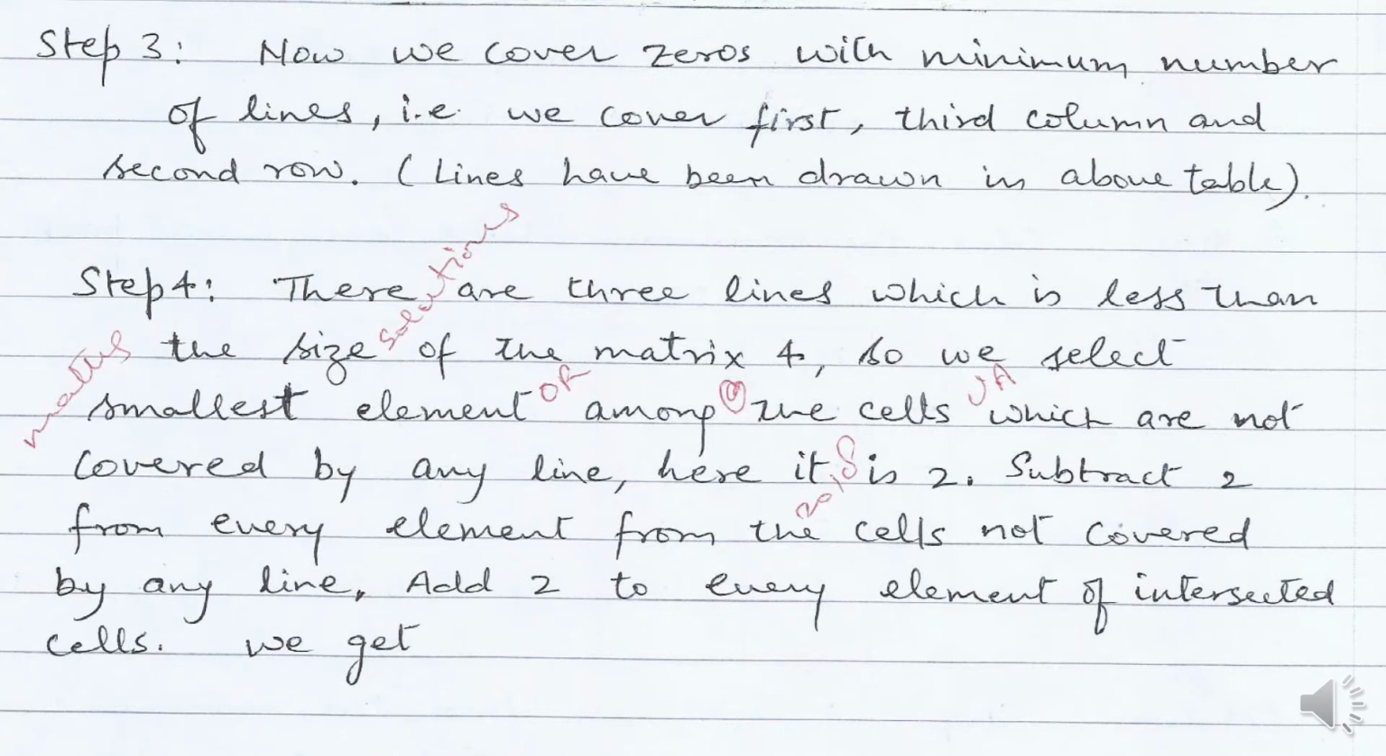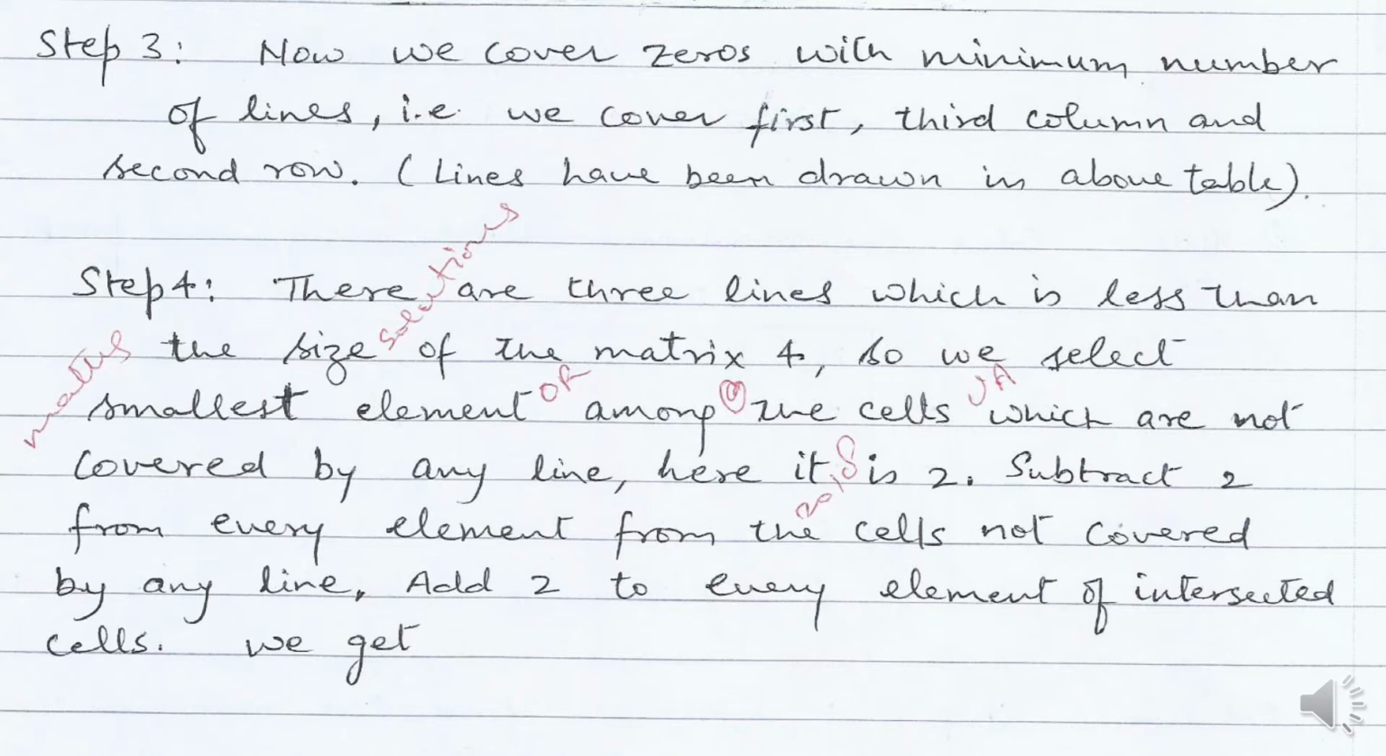For the next step, we cover all zeros with the minimum number of lines, that is we cover the first and third columns and the second row. Lines have been drawn in the above table. You can see the lines I have drawn. So we have taken the minimum number of lines to cover all zeros.